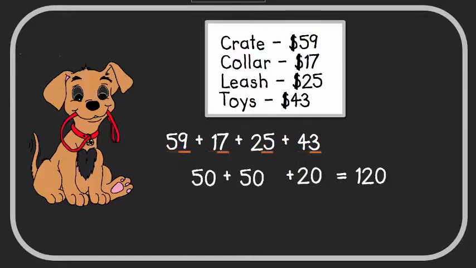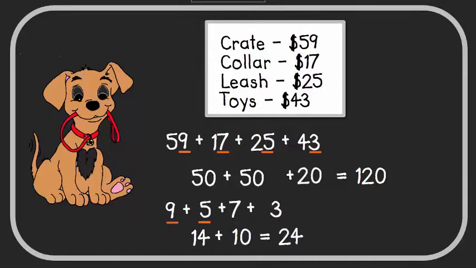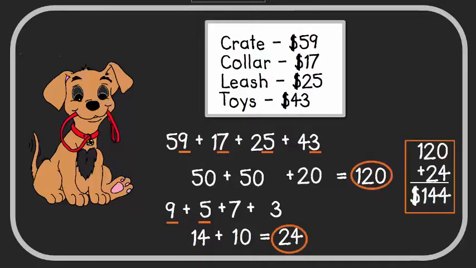The student then added the ones together. 9 plus 7 plus 5 plus 3. Again, the student used the associative property to make a 10. They then added 9 plus 5 to get 14. 14 plus 10 is 24. 120 and 24 are the partial sums. 120 plus 24 equals 144.